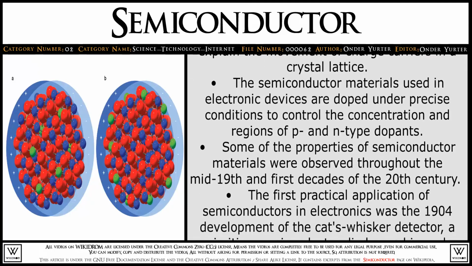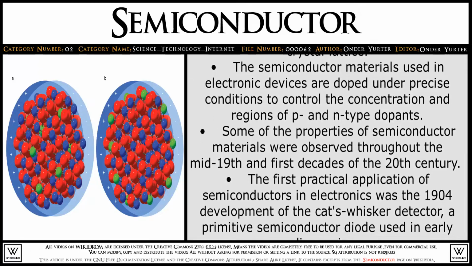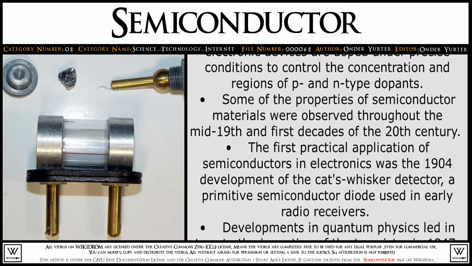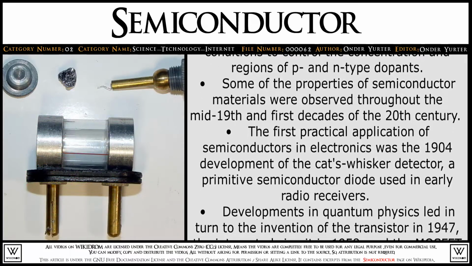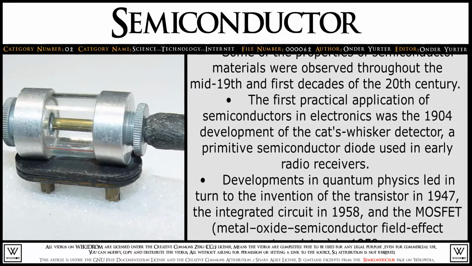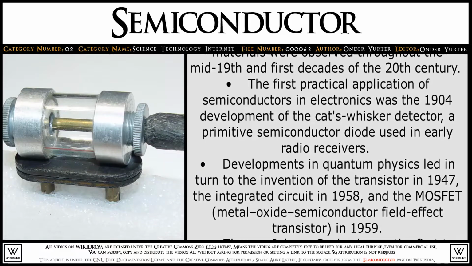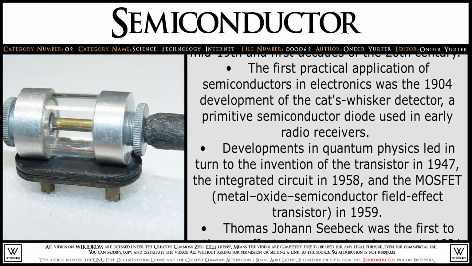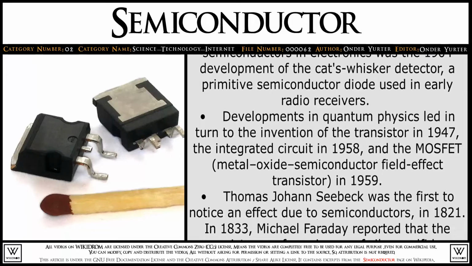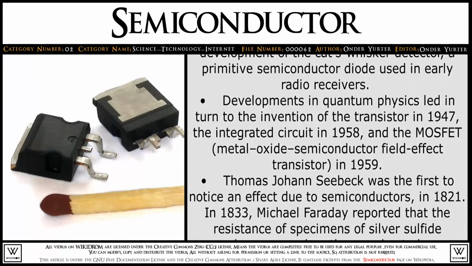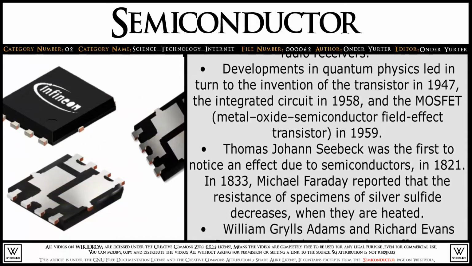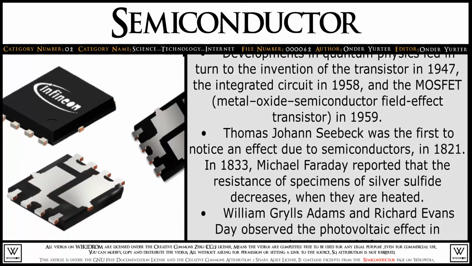Some of the properties of semiconductor materials were observed throughout the mid-19th and first decades of the 20th century. The first practical application of semiconductors in electronics was the 1904 development of the cat's whisker detector, a primitive semiconductor diode used in early radio receivers. Developments in quantum physics led in turn to the invention of the transistor in 1947, the integrated circuit in 1958, and the MOSFET, metal oxide semiconductor field effect transistor, in 1959.